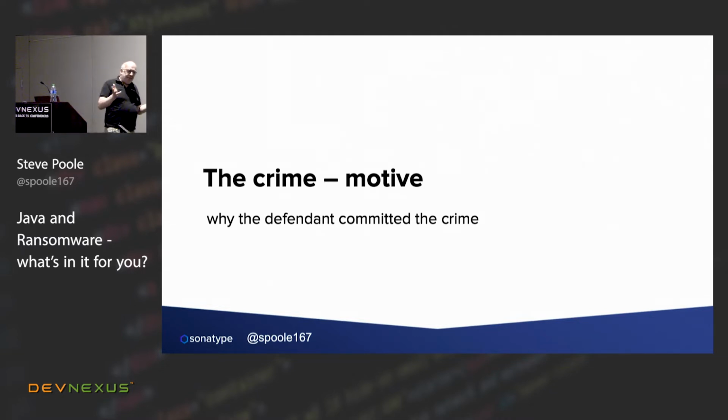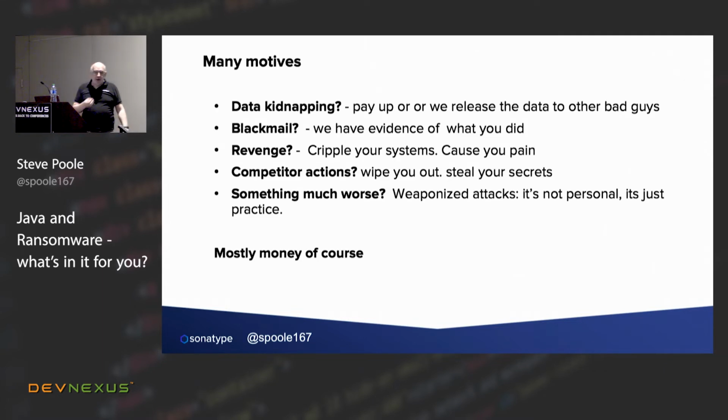So we've said a lot of how they could do it, but why would they want to do this? Okay. Well, as you'd imagine, like all crime, there's a bunch of motivations. Data kidnapping. Yeah, we're going to keep your data and we'll give it back if you pay money. Blackmail. Yeah, we have evidence that you did something. We looked in your system and we saw you made some dodgy payments. Or guess what? We found all this porn in your system. But that's okay. Give us some money and we won't tell them about it.